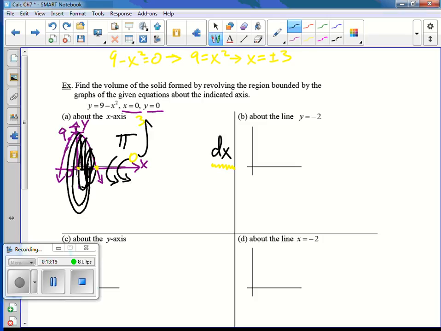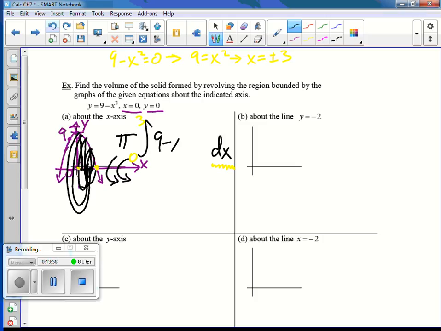We want the radius of this circle. So what's the radius? It's this curve right here. So what's going to give me that curve? y equals 9 minus x squared.